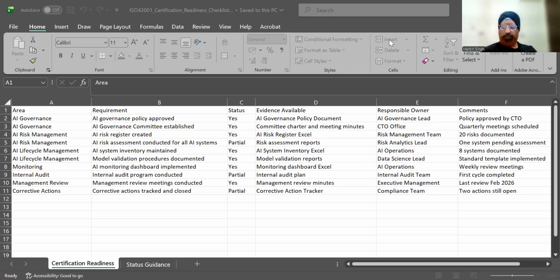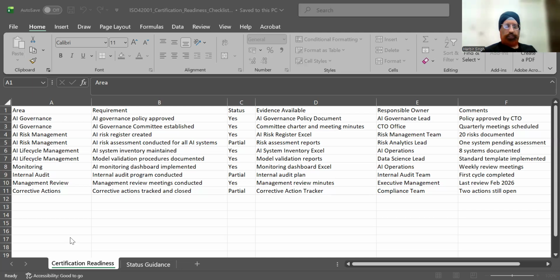Hi everyone, I'm Dr. Harbir, and right now we will be talking about something called certification readiness. Here you can see this Excel sheet, and this is a certification readiness checklist, right? Now, why is this checklist important? Because it gives you a very clear picture and connectivity of how ready the client is for the certification, right?